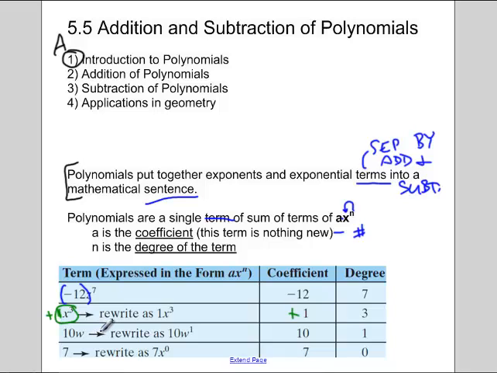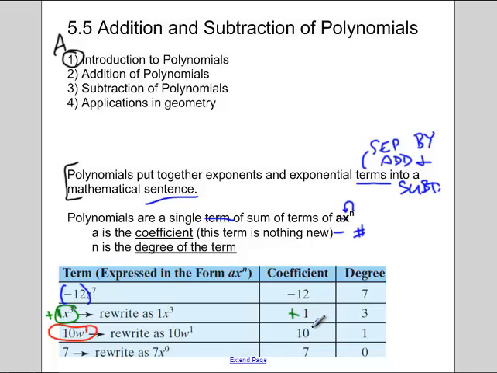Here's another one, 10 times w. A couple things are unwritten here as well. We have to rewrite this as 10 times w to the first power, because that w to the first power is not written there. We have to assume that 1 is there. If there's no power there, we have to assume it's 1.